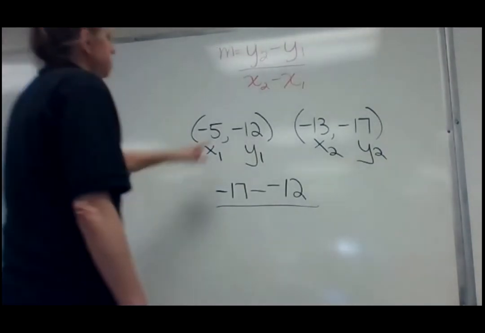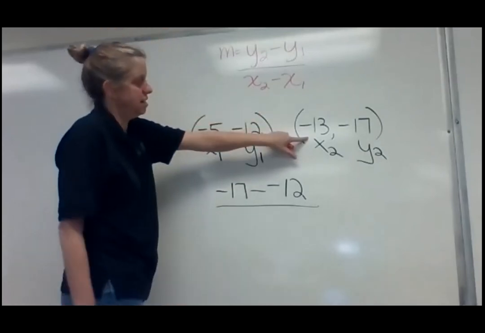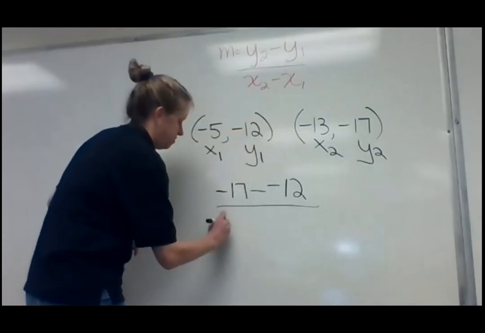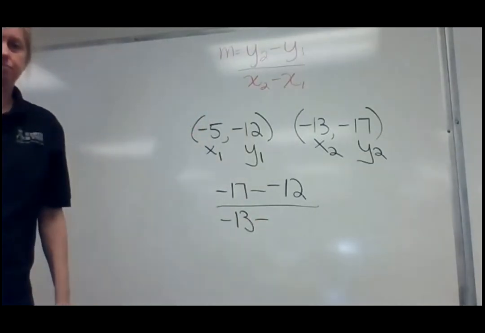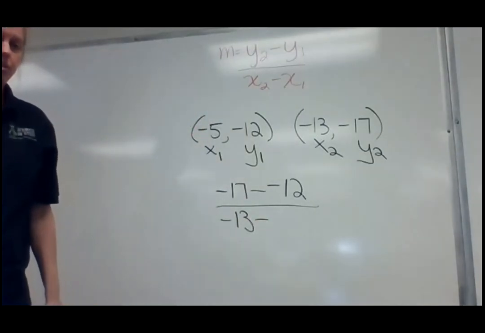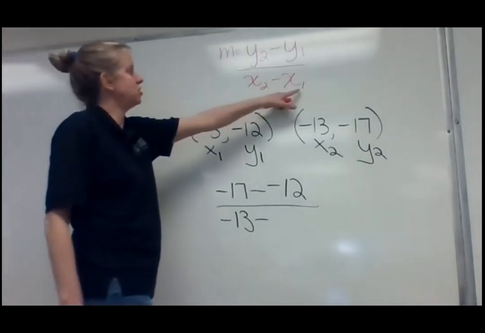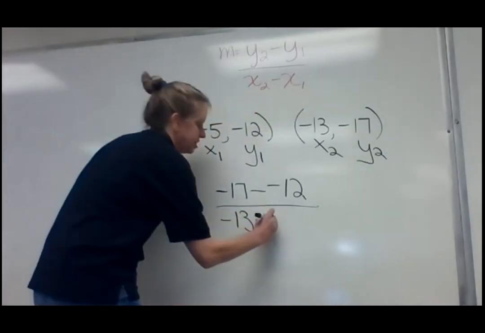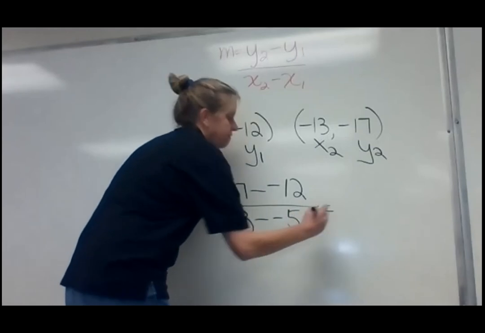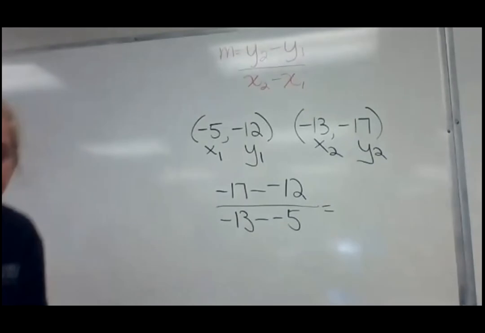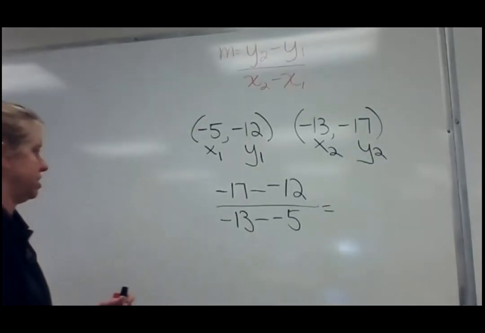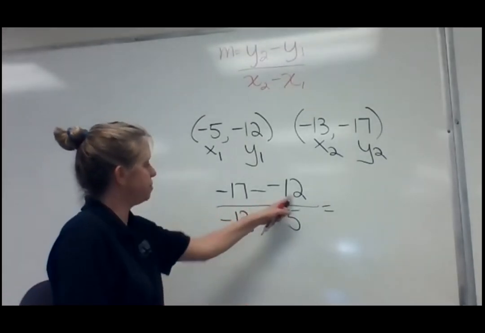So let's do the bottom. I need my second X. My second X is negative 13. Minus, right? Go ahead and put it in. My first X, again, there's another negative 5. So let's see. I can actually plug this in just like it's showing. I'm going to do the top first.